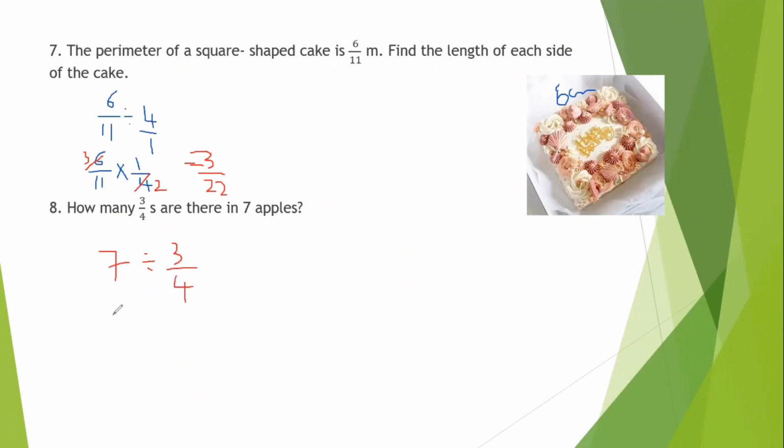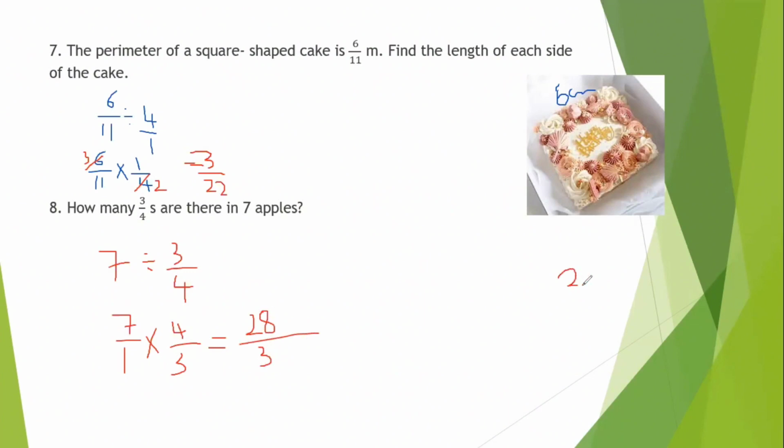3/4. 7 out of 1, then change to times, then flip 4 over 3. 7 times 4 equals 28. 1 times 3 equals 3.